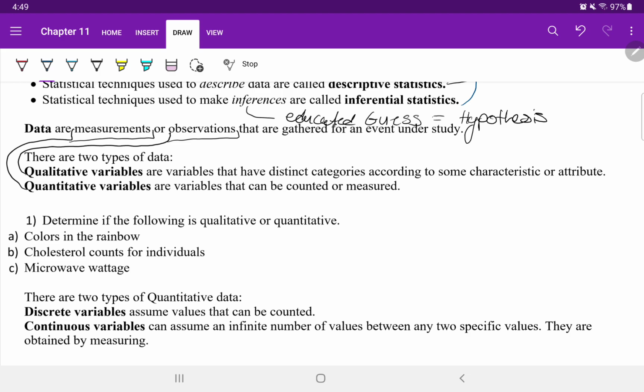Well, let's see what we got. Colors in the rainbow, that is qualitative.